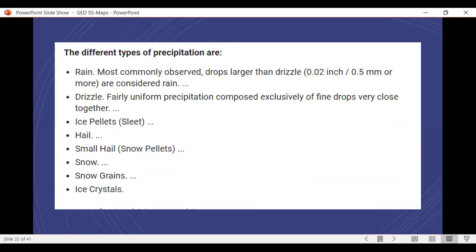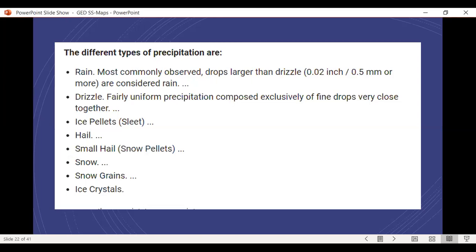Now, before we move on, we're going to talk about different types of precipitation. Rain, which is most commonly observed. Rain is considered to be rain if the drops are larger than a drizzle, which is if they're larger than 0.02 of an inch or 0.5 millimeters. A drizzle is just fairly uniform precipitation composed exclusively of fine drops, kind of like a sprinkle.